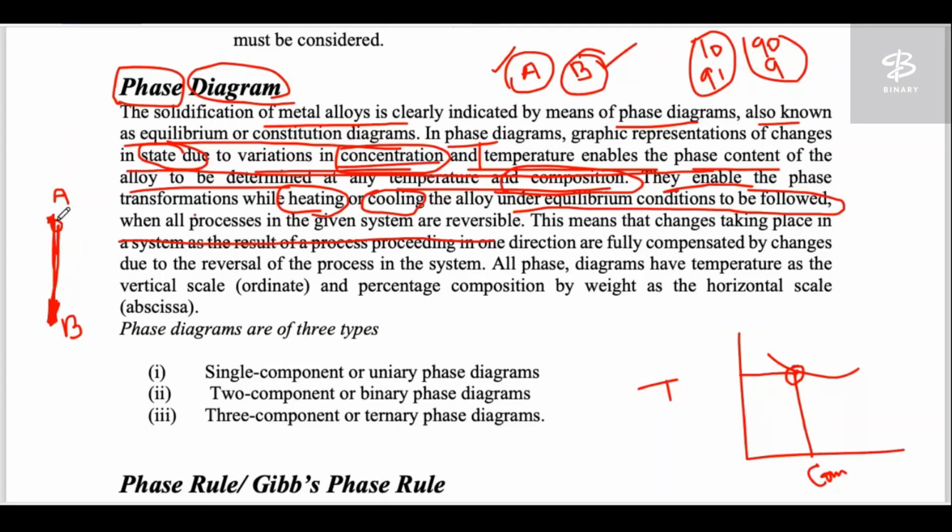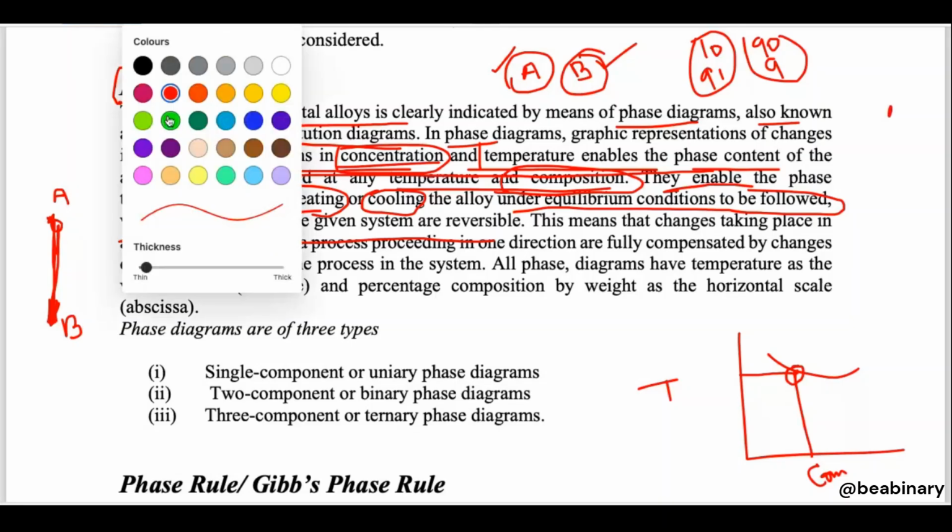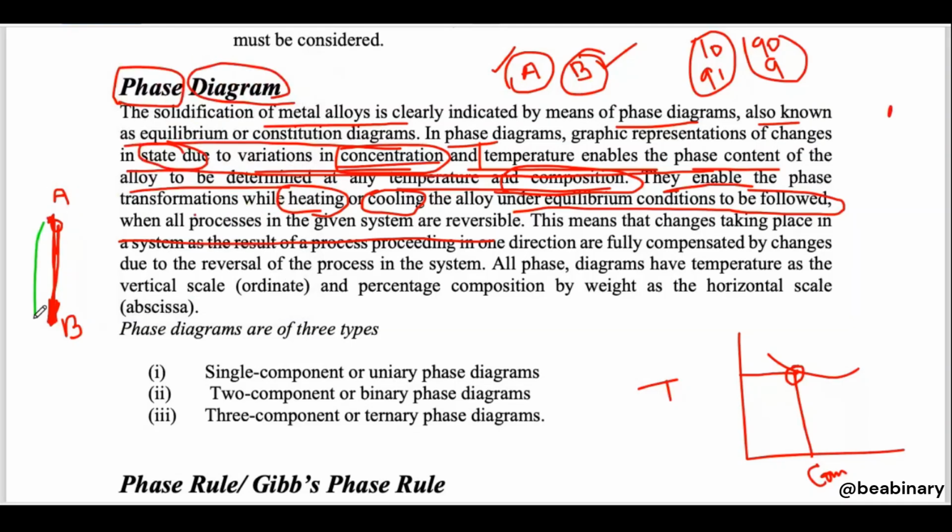But why are we studying it? Because reversible is a condition, an assumption. Though there is no perfect reversible process in this world, we still study it because we assume that our system is behaving like a reversible one, though it is not. Suppose in the case of A to B, you have reached here.